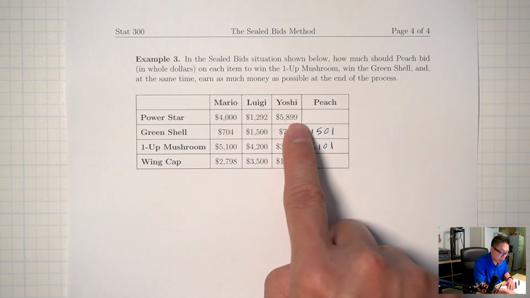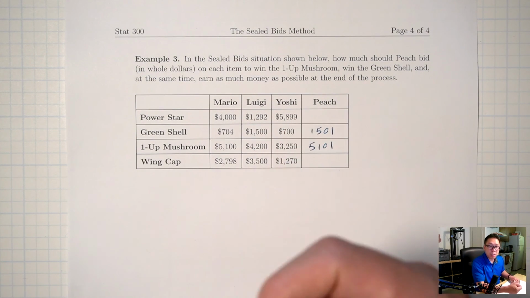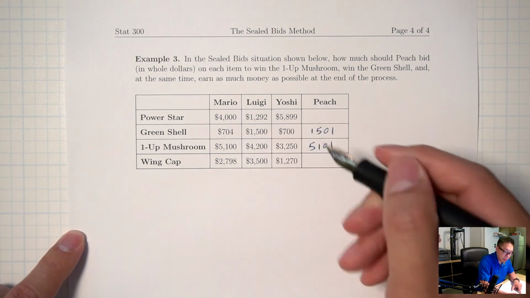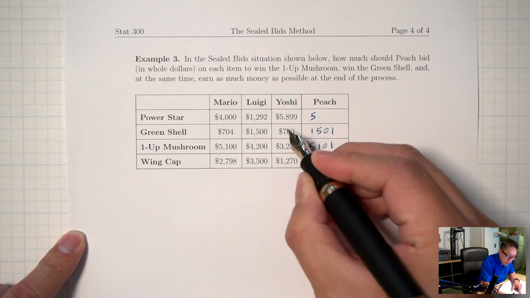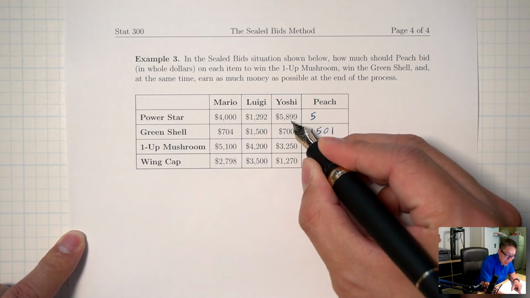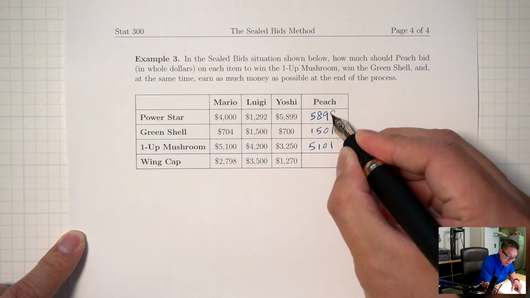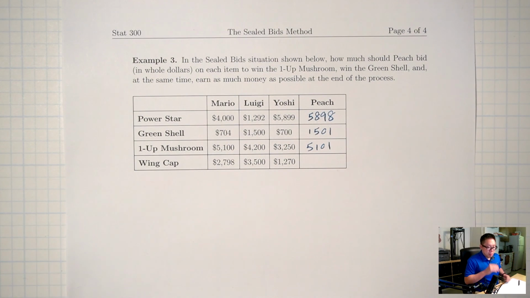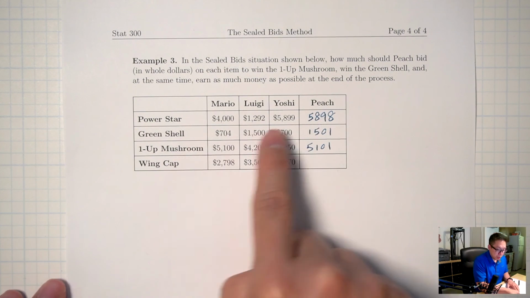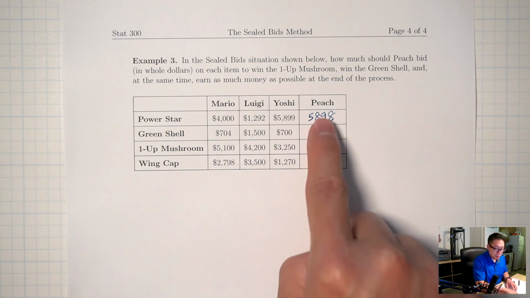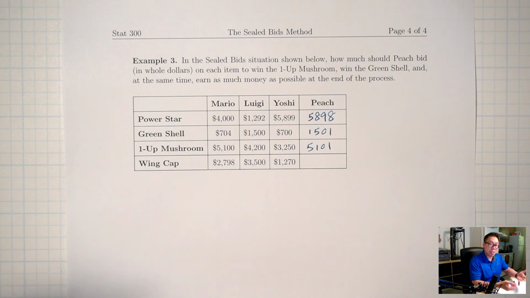Okay, so highest bid currently is 5899. Go one below that. So one below will be 5,898. In this situation, Yoshi's going to get the item, right? But Peach's value is still high, so she's going to get more cash back because of that.